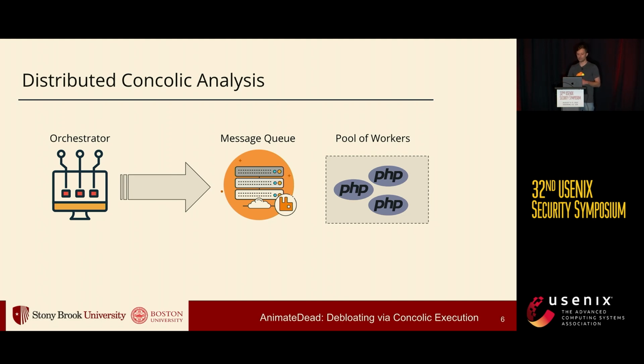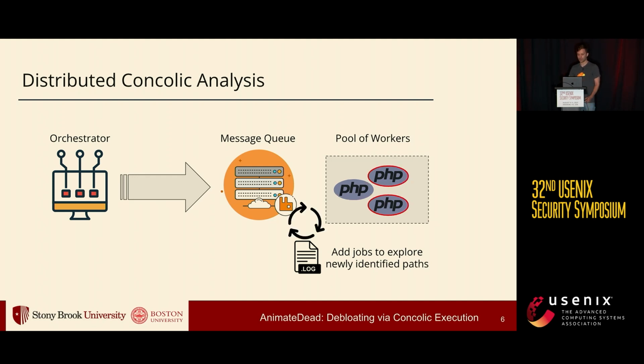In order to do this analysis, as you saw earlier, we have to execute multiple branches in parallel. So we designed a distributed concolic analysis infrastructure, which starts with an orchestrator that puts a task on the queue. This could be: analyze a GET request to the post.php page with the ID equals 2 parameter. Then we have a pool of workers, which are PHP emulators. They pick up this task and start executing the code, and at some point they may reach a condition that they don't know if it can be satisfied or not. So they'll take one of these branches and put another task on the queue for the other workers to explore the other branches in the code.